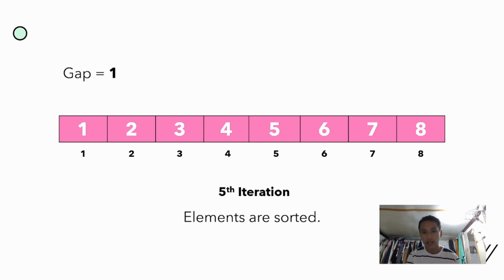It's already sorted. So this is our fifth iteration. The gap equals 1 and our elements are sorted. That is all.